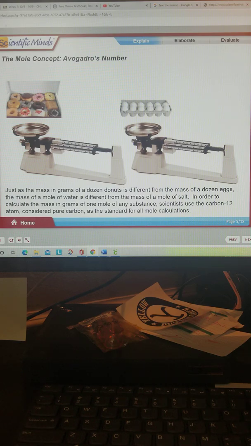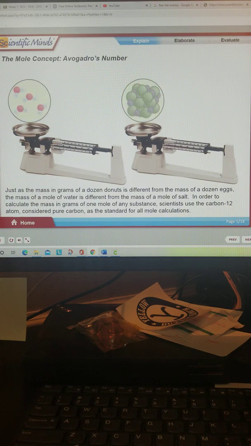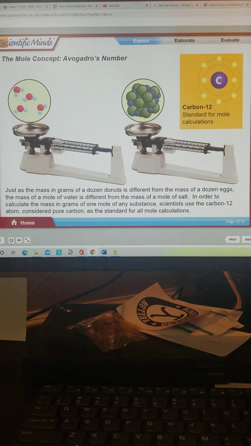Just as the mass in grams of a dozen donuts is different from the mass of a dozen eggs, the mass of a mole of water is different from the mass of a mole of salt. In order to calculate the mass in grams of 1 mole of any substance, scientists use the carbon-12 atom, considered pure carbon, as the standard for all mole calculations.